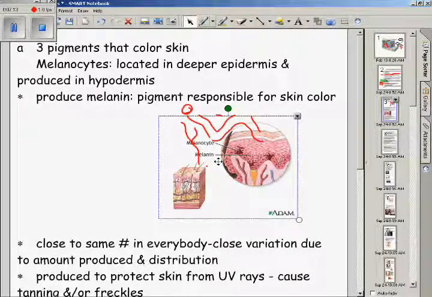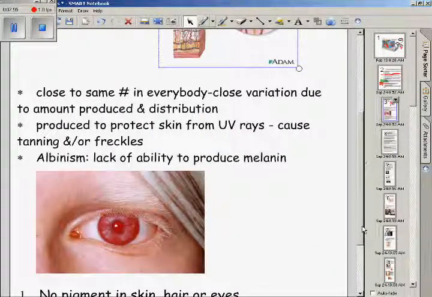They're located deeper in the epidermis. They produce melanin, the pigment responsible for skin color. Everybody has about the same amount of melanocytes, but the coloring differentiation between people is due to how much melanin is produced. Some people have a lot more melanin being produced. It protects the skin from UV rays, and that's what causes tanning or freckles.